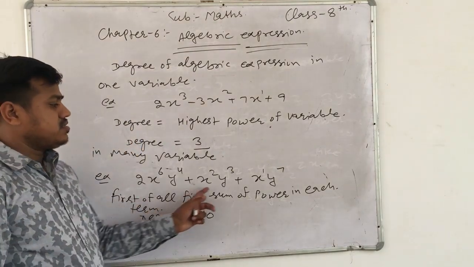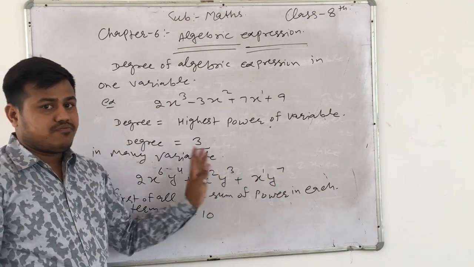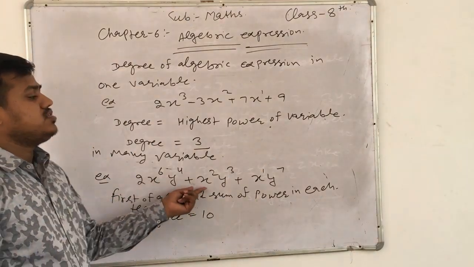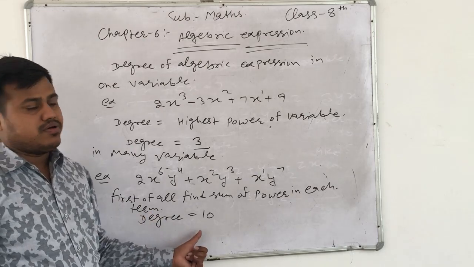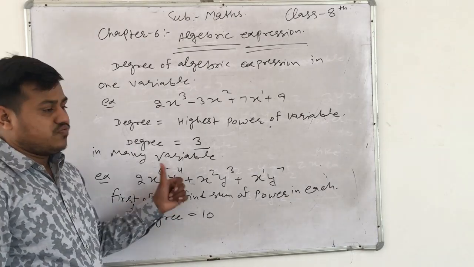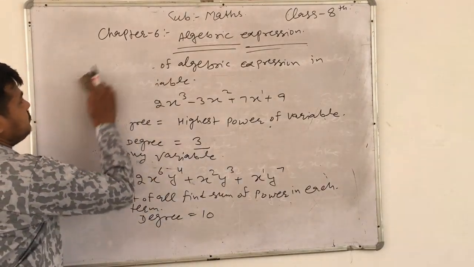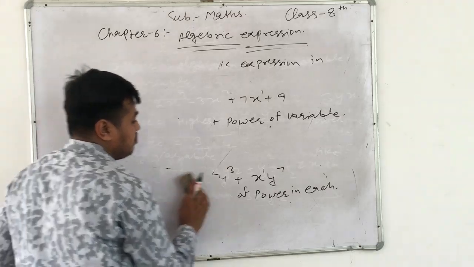Firstly, find the sum of power in each term: x power, y power, and if there is z, then z power. In each term, firstly find the sum of all powers. Then check the maximum power, that is 6 plus 4, 10. So the degree of this algebraic expression is 10. This is your basics. The basics of algebraic expression are complete.